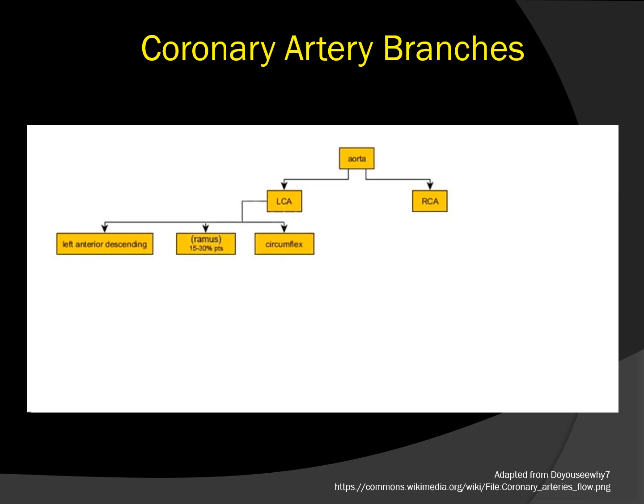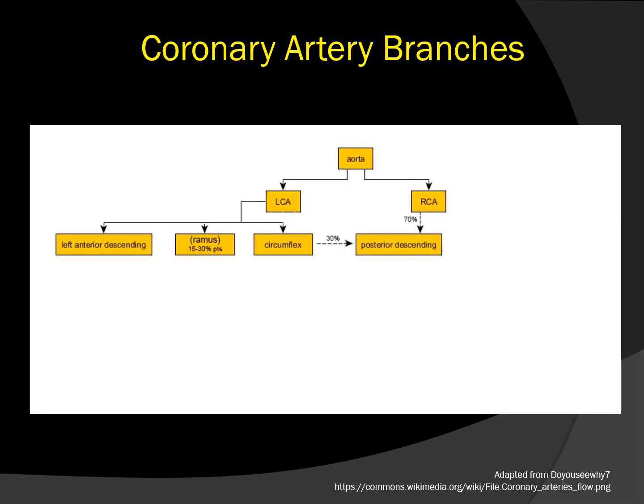As I mentioned a few slides back, between 15 and 30% of patients have a ramus branch coming off the left main at the bifurcation of the LAD and circumflex. The posterior descending artery, which is located in the posterior interventricular groove, is a branch off the right coronary artery 70% of the time, a branch off of the left coronary about 10%, and off of both about 20%. Patients whose posterior descending arteries come off the right coronary, as I mentioned, are right dominant, and vice versa.